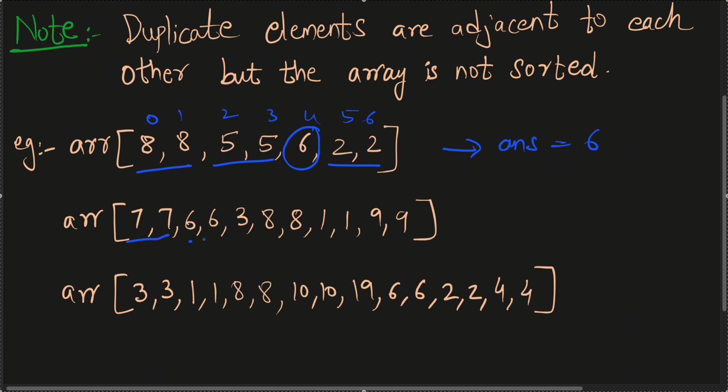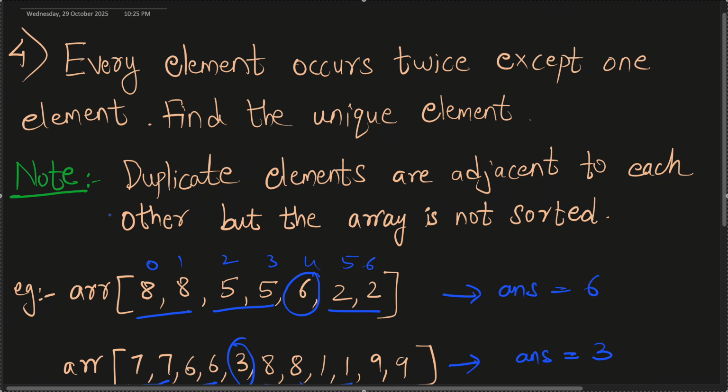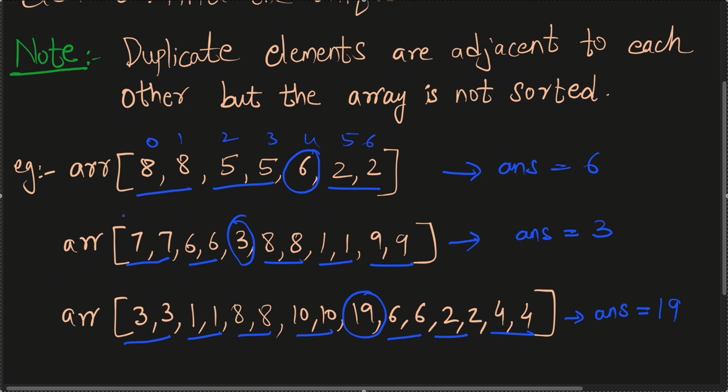Adjacent elements are duplicates, and there is only one element which does not have a duplicate. So that's why our answer is 3. Here also in the third example, adjacent elements are duplicates, and only 19 appears one time, so that is the unique element, right? So I hope you understood the problem statement. You have to find the unique element.